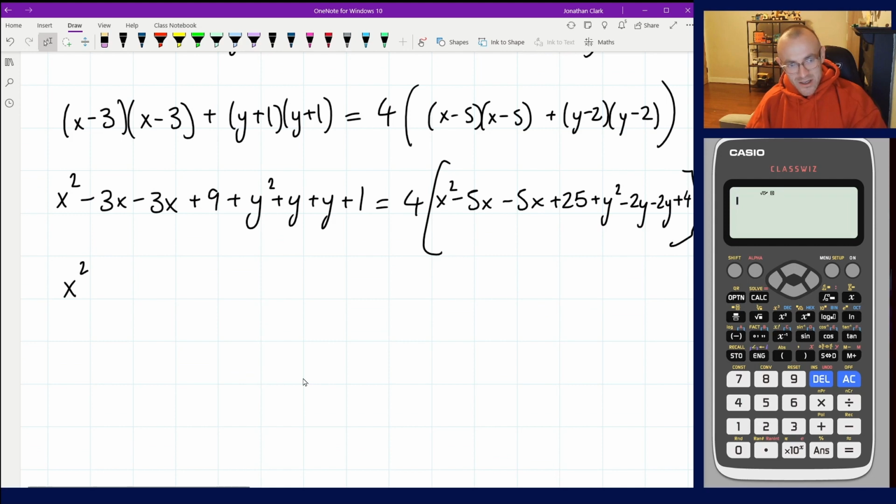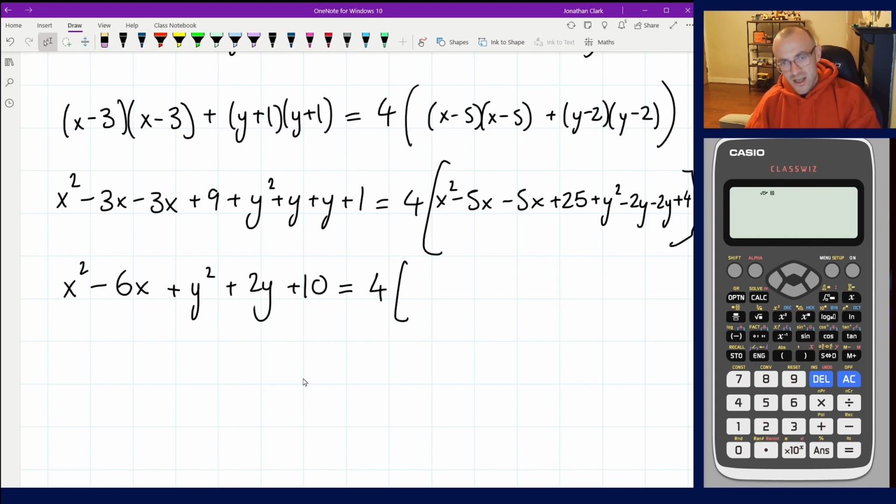We've got x squared take away 6x. Let's put the numbers at the end, that'll be fine. Plus y squared plus 2y plus 10. That's the entirety of the left side. Right hand side is going to be x squared take away 10x, y squared minus 4y, and the numerical bits are going to be 25 and 4, which is 29.